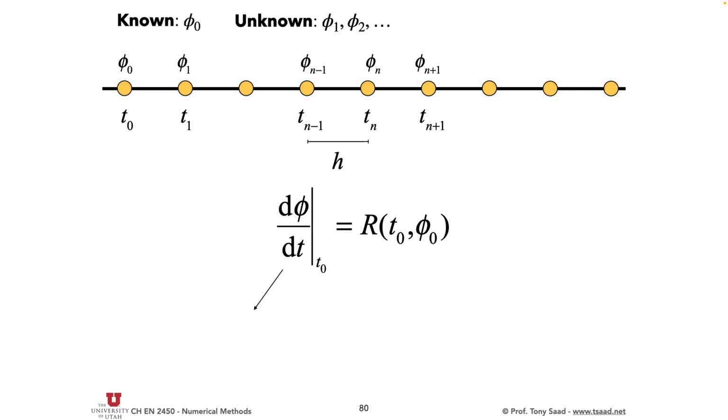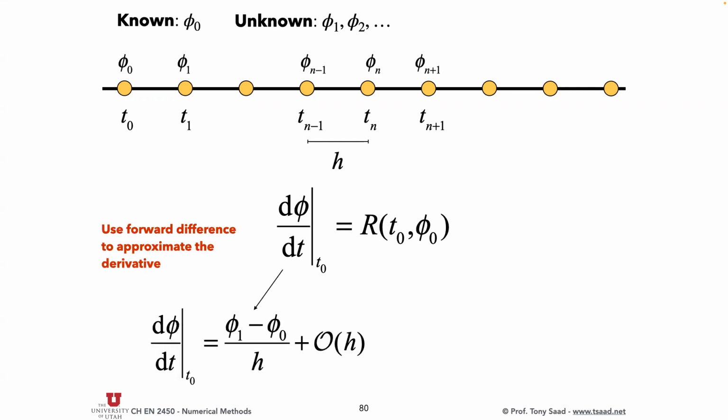So if we were to use the forward difference here, that d phi by dt is nothing else but the definition of the derivative, which is phi1 minus phi0 over your distance, the spacing between the 2 points. Remember that? And that was a first order approximation. So d phi by dt at t0 is phi1 minus phi0 over h. That's the forward difference method. And it incurs an error of h, which is a first order error.